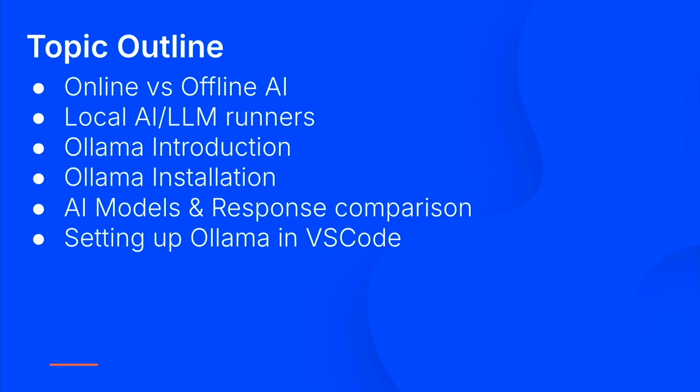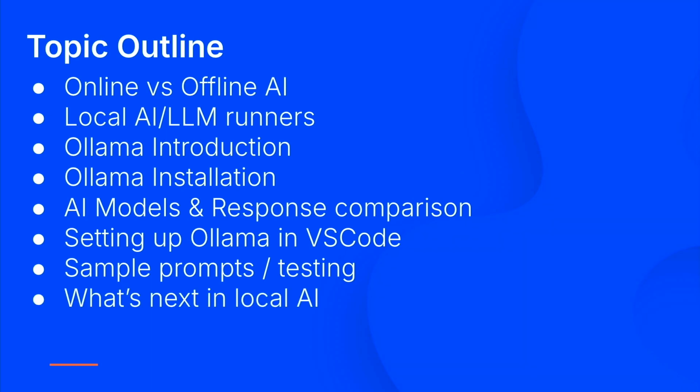How to set up Ollama specifically in your Visual Studio Code setup, and some sample prompts that I've tested here, and then what you could do next once you have set it up on your system, and a summary, and hopefully we could have some Q&A afterward.